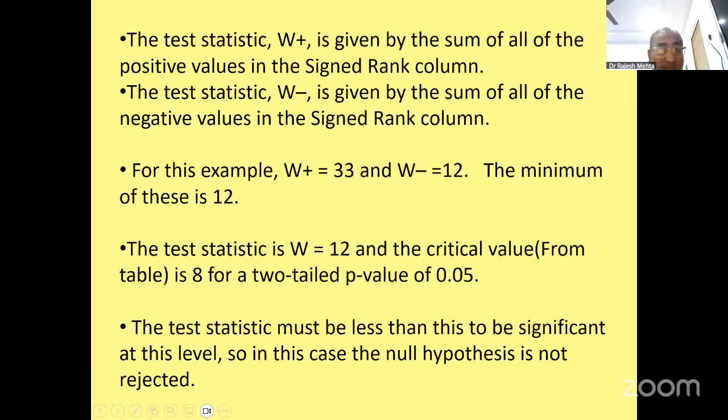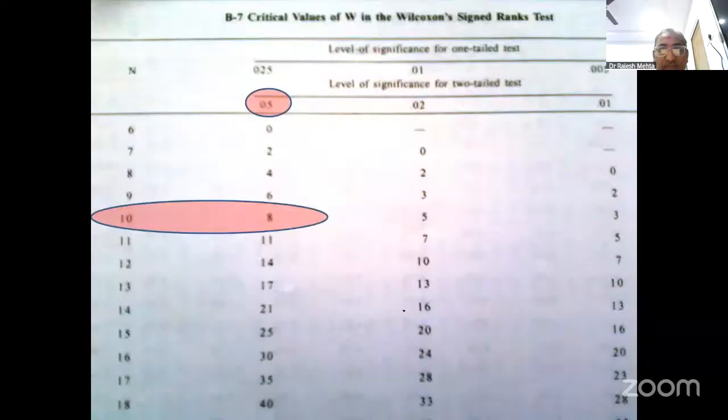And the critical value will be found from the table. This critical value is 8, at a p value of 0.05. So the test statistic must be less than this to be significant at this level. So in this case, the null hypothesis is not rejected. Now let us see the table, then you will understand much more.